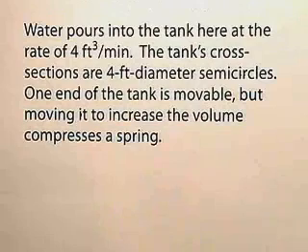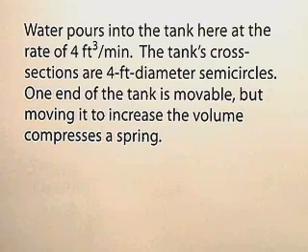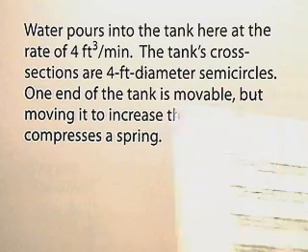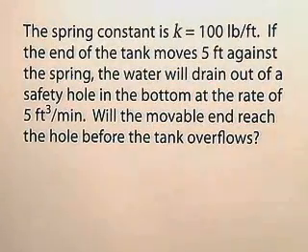Water pours into the tank here at the rate of 4 cubic feet per minute. The tank's cross sections are 4-foot diameter semicircles. One end of the tank is movable, but moving it to increase the volume compresses the spring. The spring constant is K equal 100 pounds per foot. If the end of the tank moves 5 feet against the spring, the water will drain out of a safety hole in the bottom at the rate of 5 cubic feet per minute. Will the movable end reach the hole before the tank overflows?